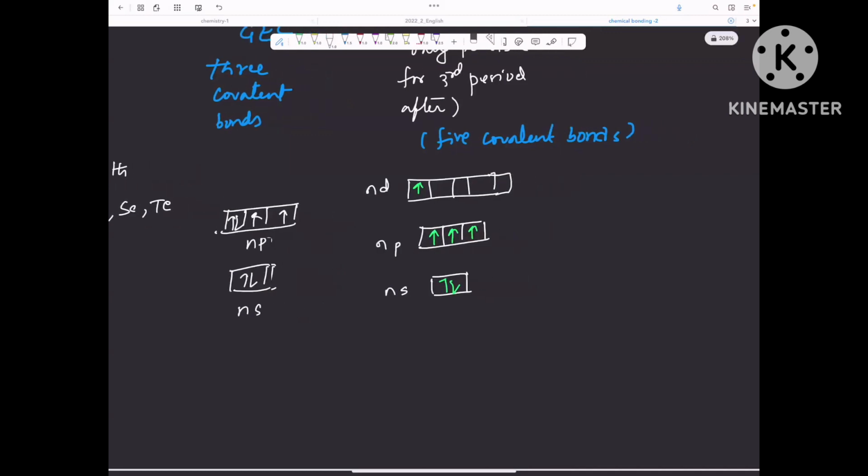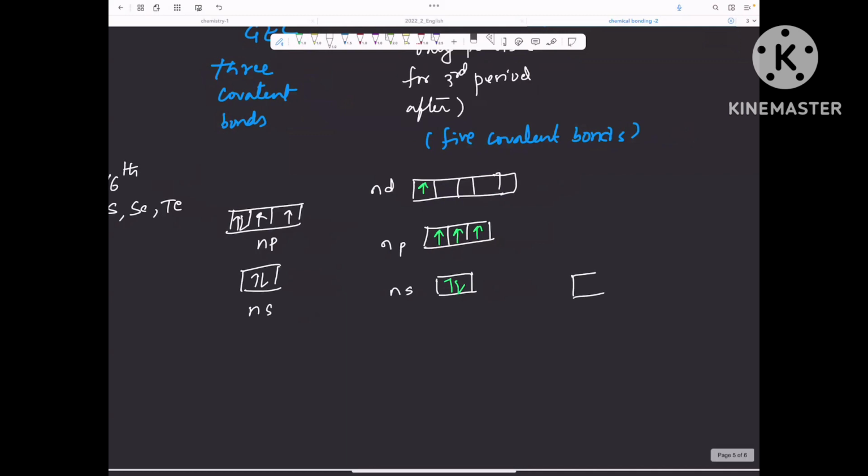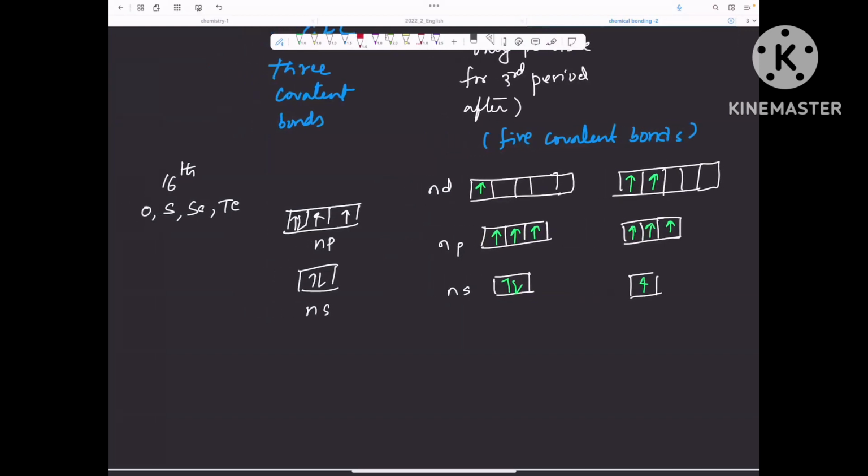Now what may happen? ns, np, nd. This time you can excite one of the ns electrons into nd. 1, 2, 3, 4, 5, and 6. So this is the ground state electronic configuration, the first excited electronic configuration, the second excited electronic configuration.